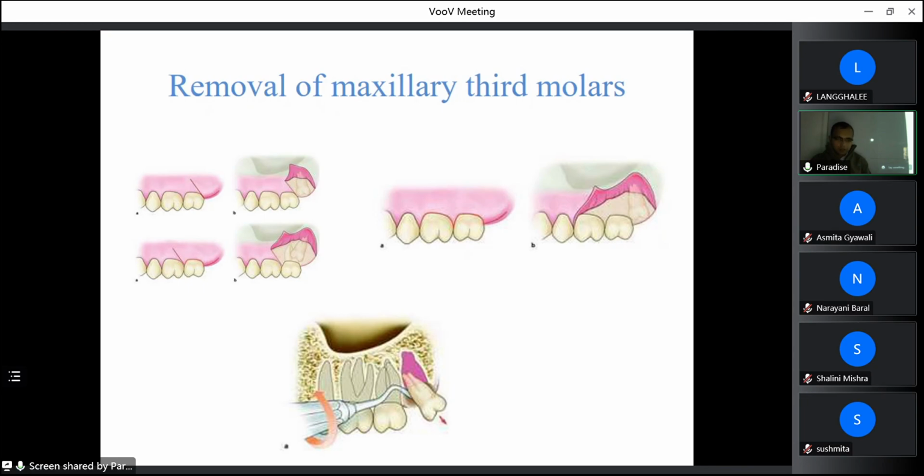If the bone is more corticated and hard, then you can use the straight handpiece and bur. And remember, whenever you are removing an impacted tooth and removing the bone, never use an air rotor, because it works on high pressure. There is a high air pressure, so it may lead to tissue emphysema.